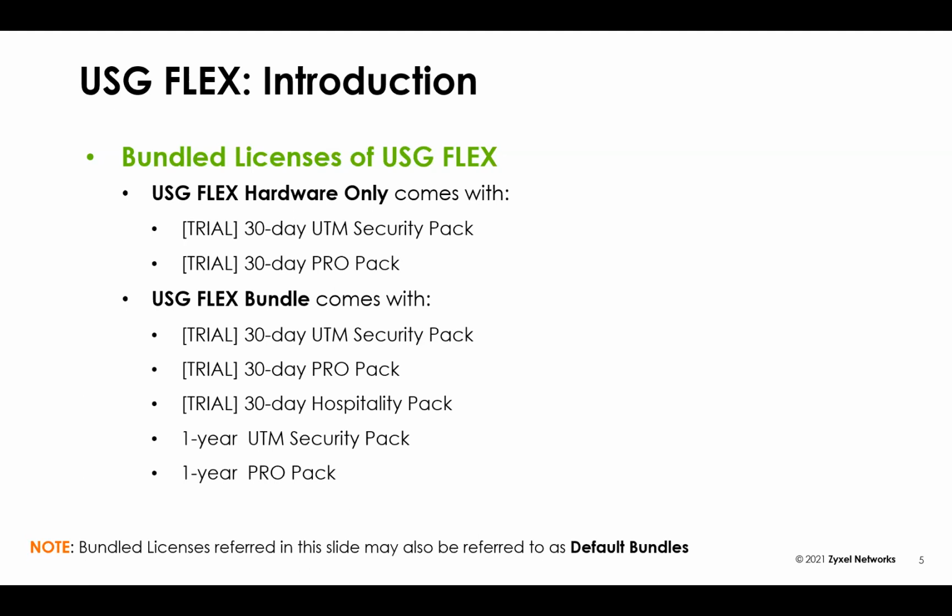Now, when you get the USG FLEX bundle, the difference here being that you get multiple different bundles that come along with it. So you get the UTM security pack, the Pro Pack, the hospitality pack, which are all in the trial. Plus on top of that, you get 1 year of the UTM security service pack and the 1 year Pro Pack. So that's the difference between the hardware only and the bundle. The hardware only SKU gives you a 30-day trial, whereas the Flex bundle, the full bundle, gives you the 30-day trial plus 1 year of security service pack and Pro Pack.